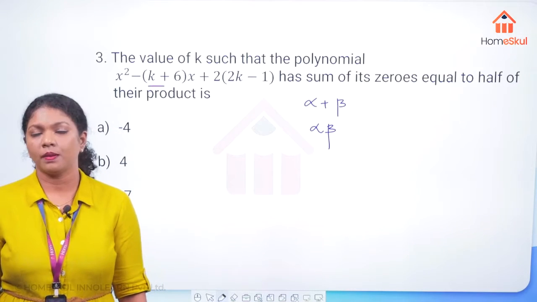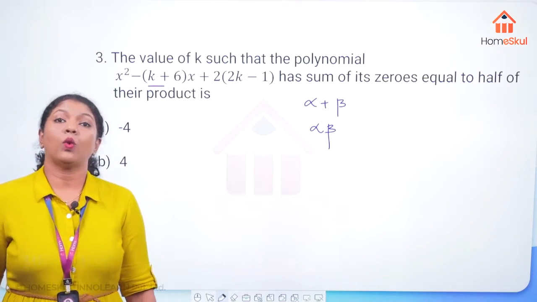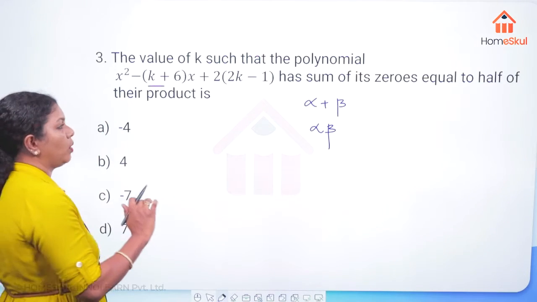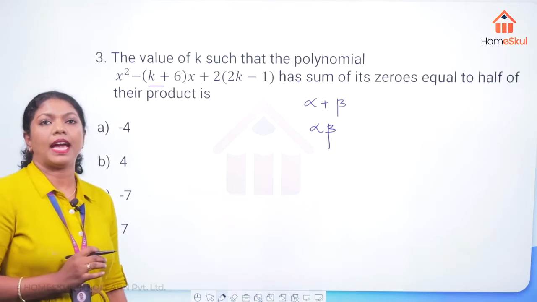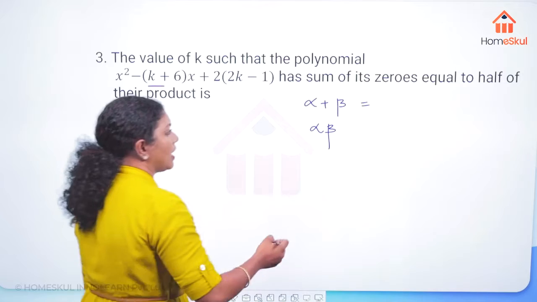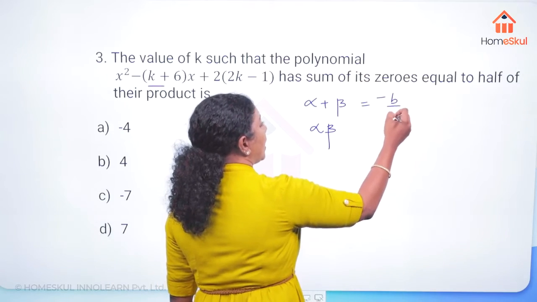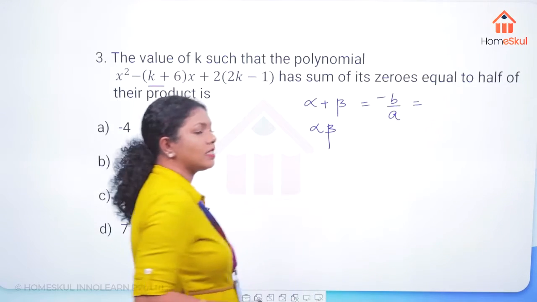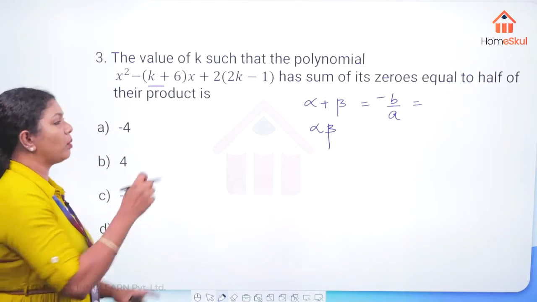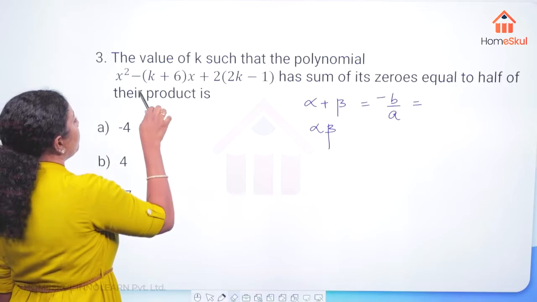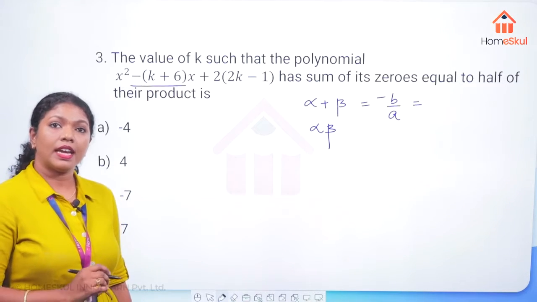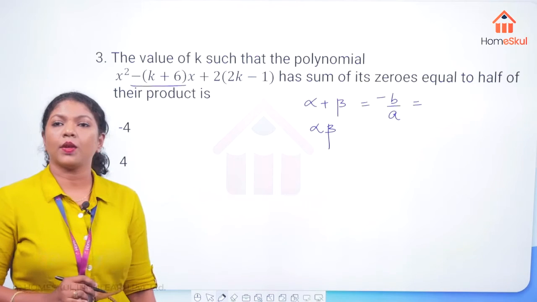Is that clear? Okay, now what is alpha plus beta? When you have a quadratic polynomial, you can take the sum and the product. How can you take it? Alpha plus beta is minus b divided by a, where b is the coefficient of x. By looking at the quadratic polynomial given here, what is the value of b? b itself is minus of k plus 6. Are you getting my point?